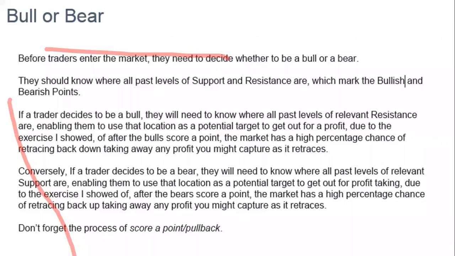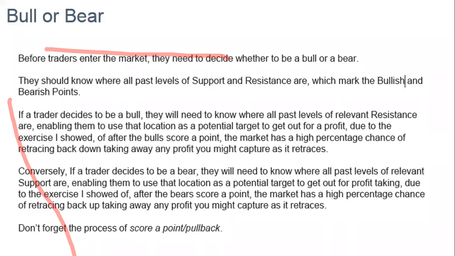Okay. So before you enter the market, you need to decide to be a bull or a bear. You cannot be two at the same time. And before you take that decision, you have to look for the past levels of support and resistance. After you identify the trend, the first thing is to know which trend we are in. You want to buy, you want to be a bull, you have to identify that the current trend is bullish. You want to be a bear, you have to identify that the current trend is bearish.